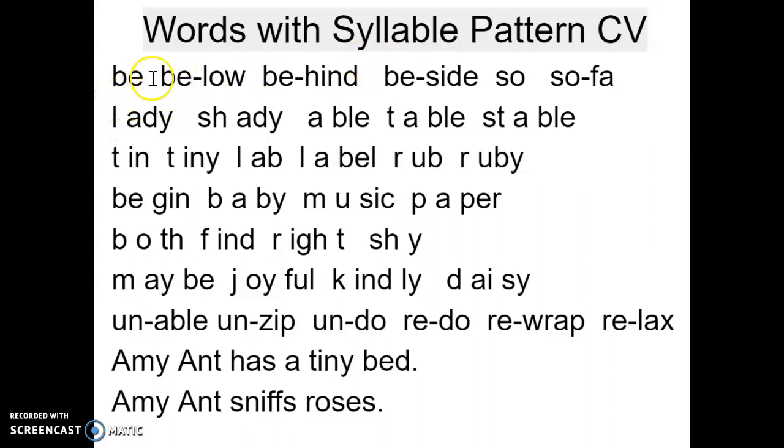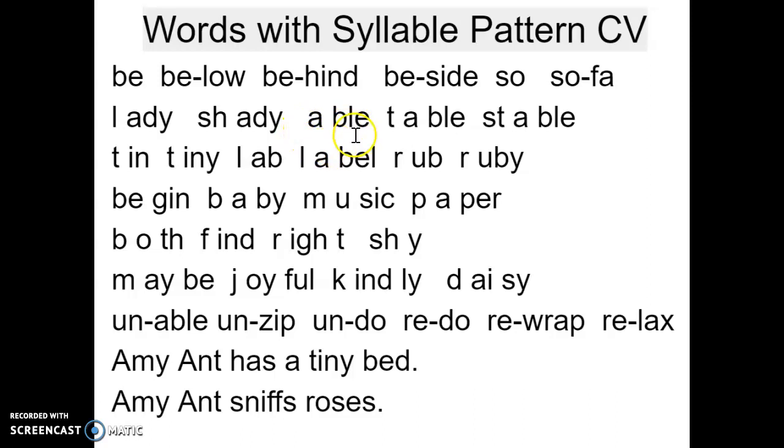So go to the first line here. We have be, then we have below, below, behind, behind. I have put in spacers in between to kind of help you with chunking up the words and notice the syllables. Beside, beside. Sofa, sofa. 2 syllables there. Lady, lady. 2 syllables. Shady, shady.